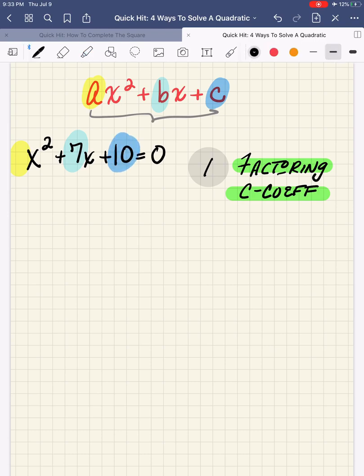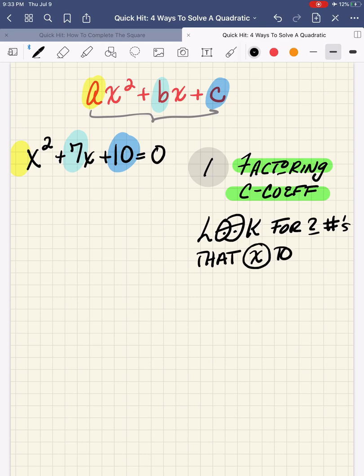So how do I solve this, meaning find the x-intercepts of the parabola using the factoring the c coefficient method? Super easy. I'm going to look for 2 numbers that multiply to the c coefficient but add to the b coefficient. So they multiply to c, but they add to b.